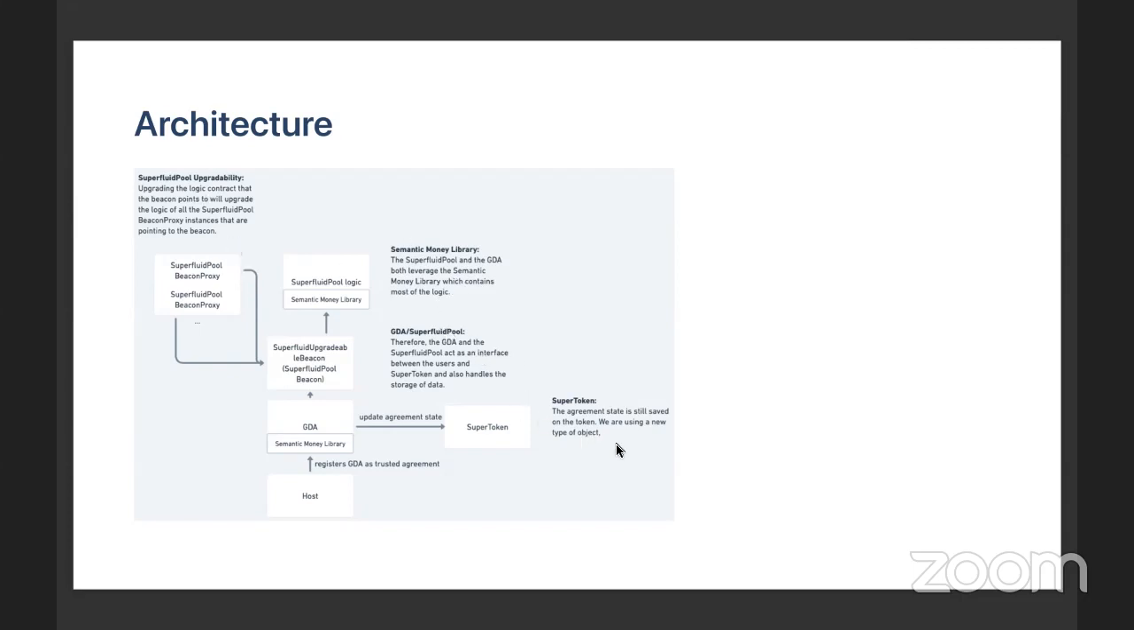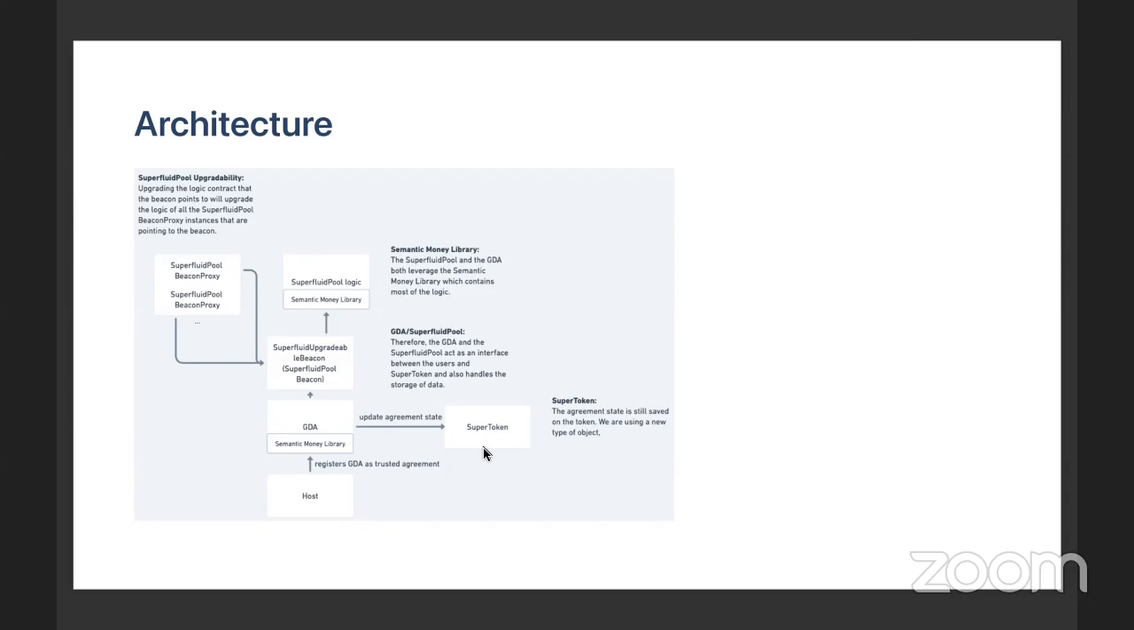So I can just go over each of these points. So firstly, the Superfluid pool and the GDA both leverage the semantic money library. So most of the logic in Superfluid pool and GDA are abstracted away into this library. So there's not too much of that in either GDA or the pool. So therefore, that means this GDA and Superfluid pool acts as an interface between the users and the super token. These two contracts basically handle the storage of data inside of the super token contracts.